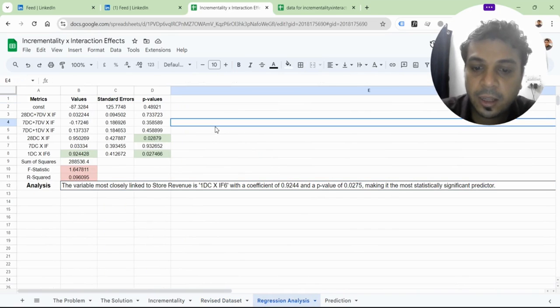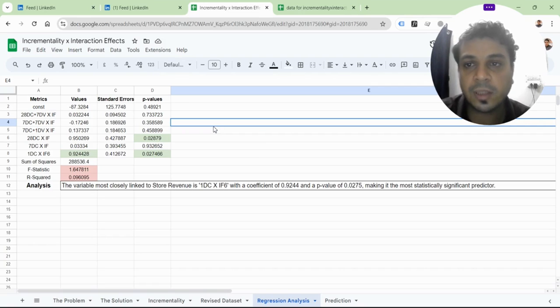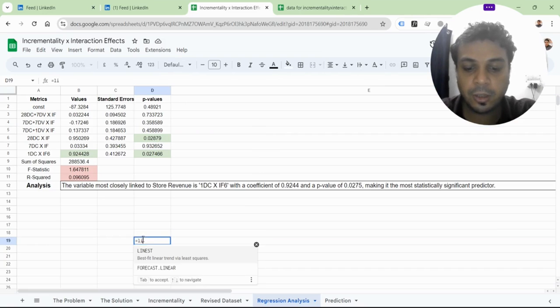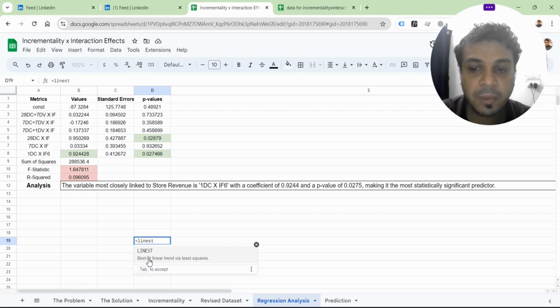And now we are just looking at the regression analysis output. So by the way, how do we do this? You can do this in multiple ways. You can use something called linest. If I just type in here, you can use this particular inbuilt Google Sheet function, which helps you calculate the regression.